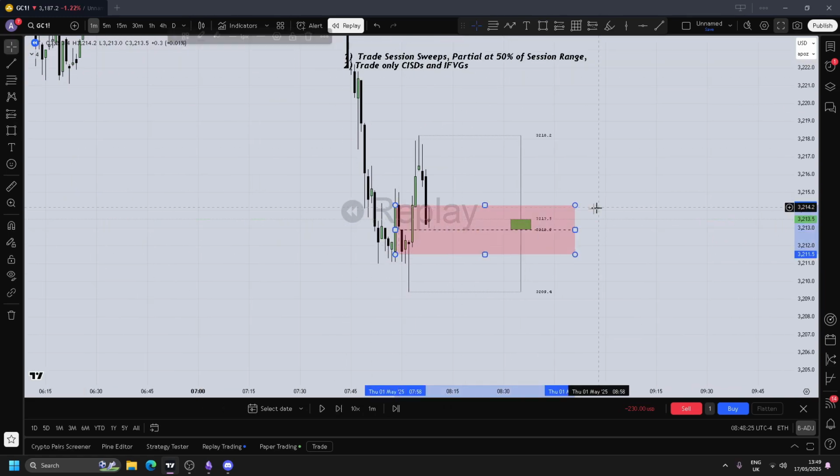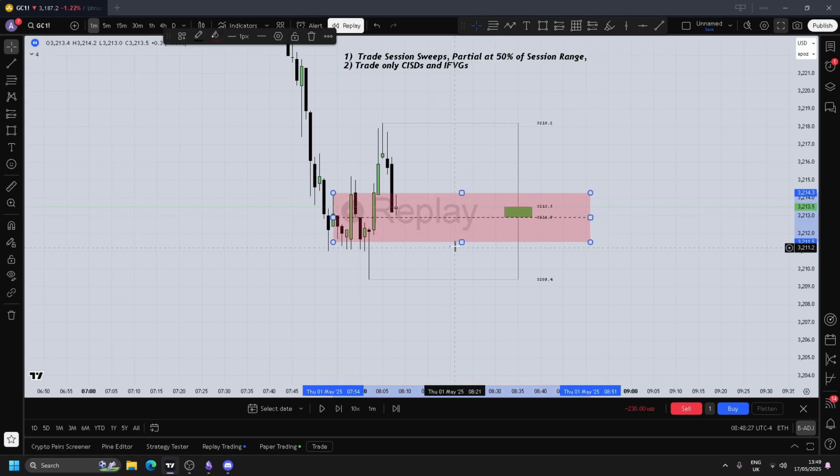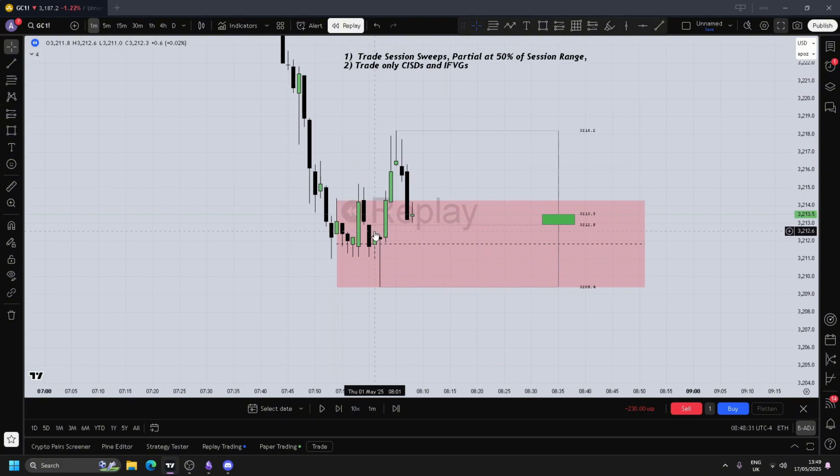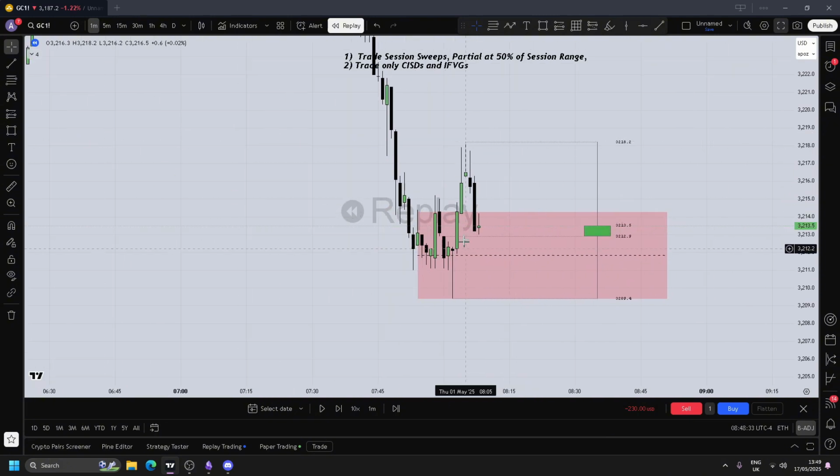So we have a CISD right here potentially. So this whole thing is a CISD, and I want to trade IFG as well. So we have had an IFG right here. So I want this to hold pretty well. So what I'm gonna do is I'm gonna highlight this IFG right here and go long from here.